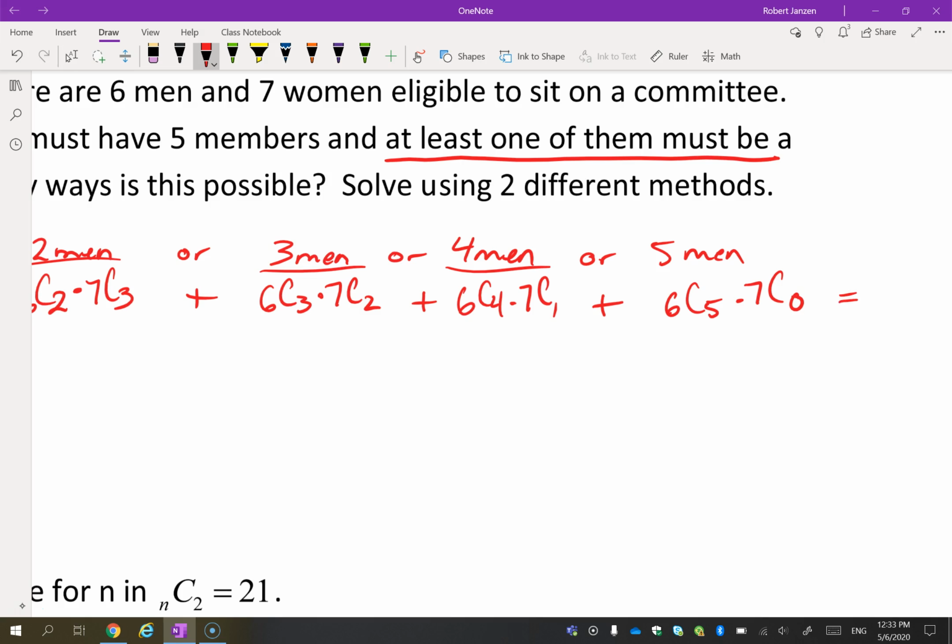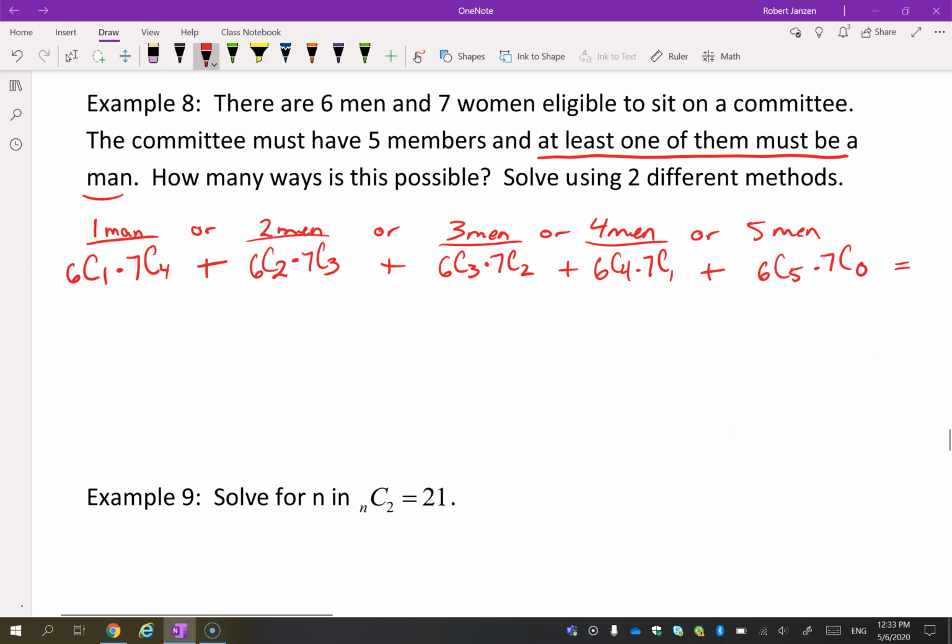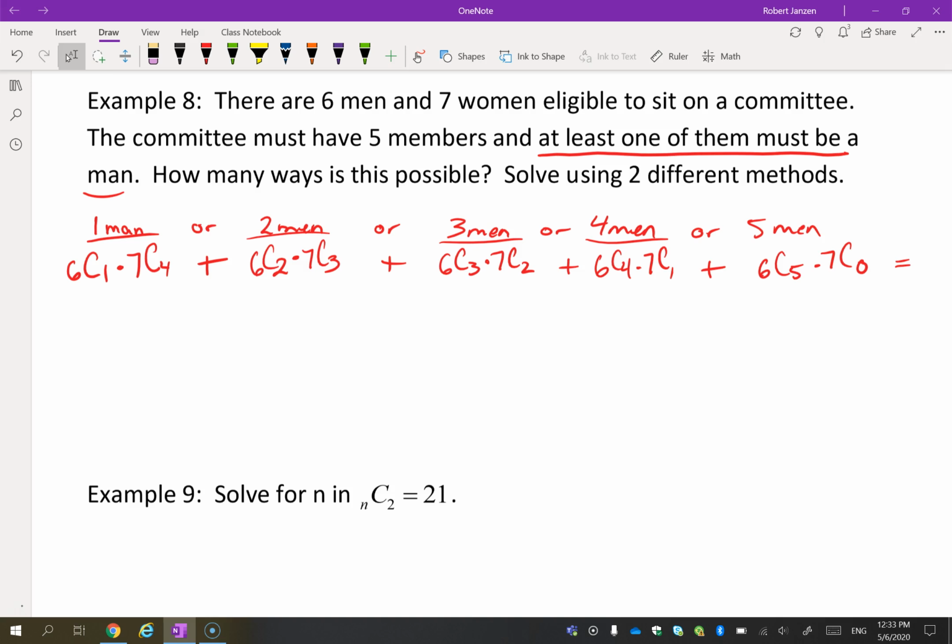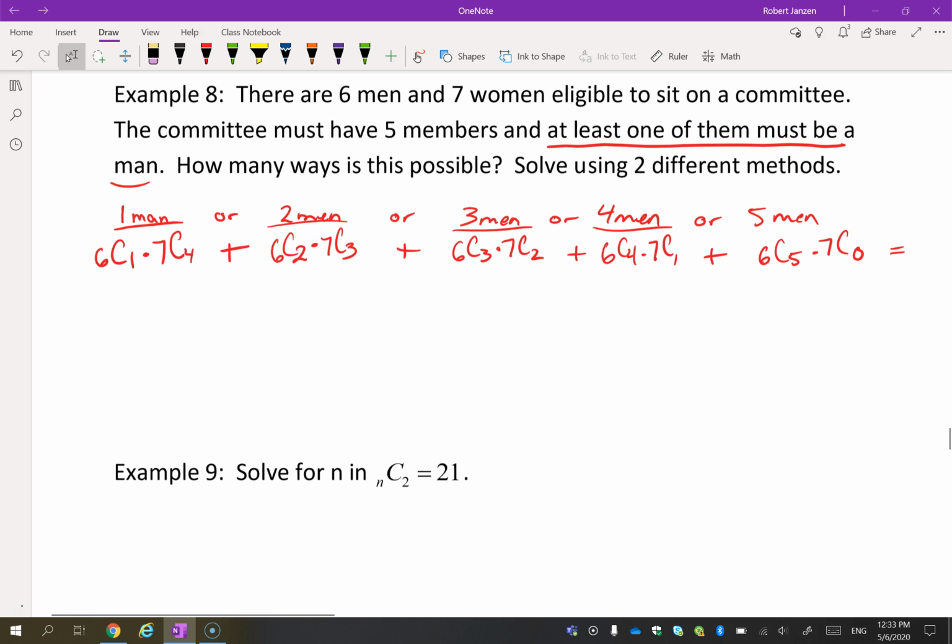Okay, now you can do it that way. That works. Nothing wrong with that. But there are lots of calculations. It's possible that you get something wrong. But that's option 1. Let's try another way. Okay, what's the other way? Well, we need to have at least one man. What's the only thing we can't have? 0 men. 0 men is not going to work.